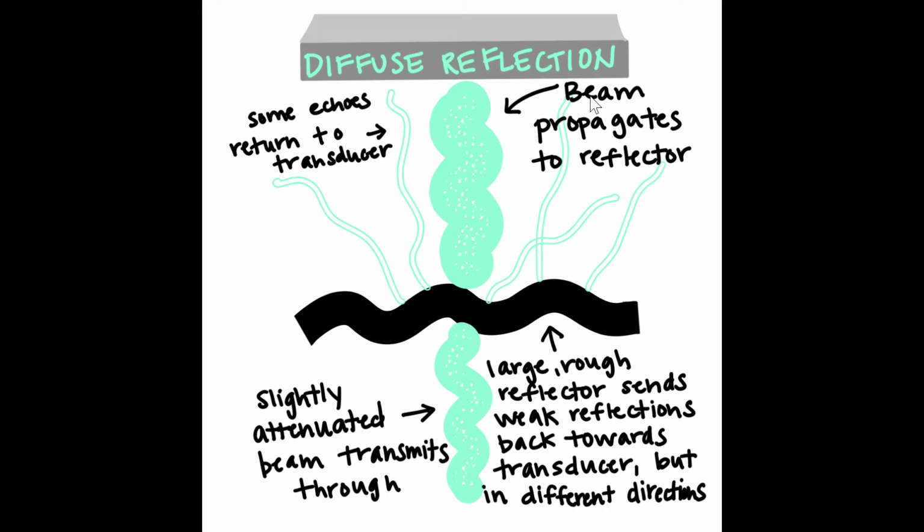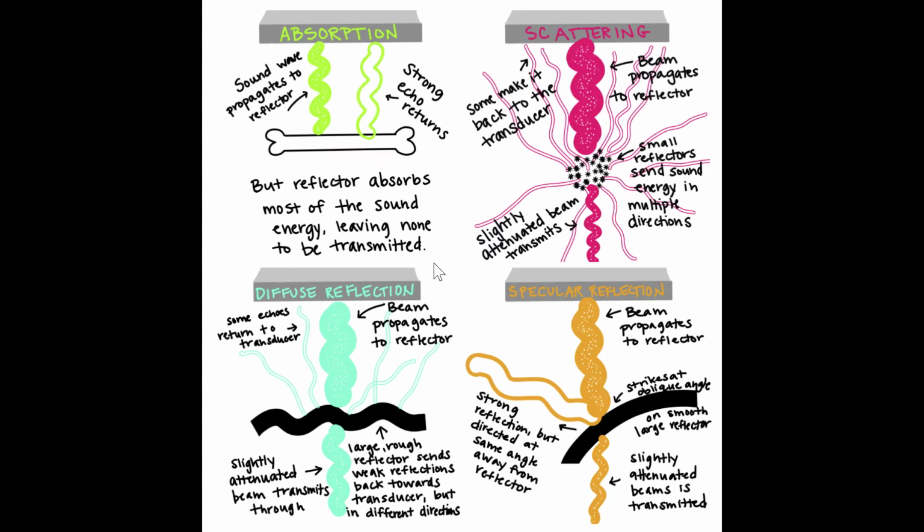These reflections are typically very weak, so they don't pull a lot of sound energy from the beam, but a little bit does, which causes the beam to slightly attenuate. However, that slightly attenuated beam is going to transmit through until it hits another reflector. So we talked about absorption, scattering, and reflection being the causes of attenuation. Absorption being the greatest cause of attenuation.